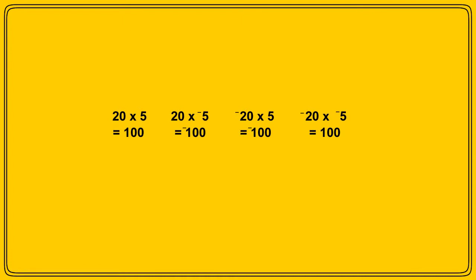And it's the same with division. Here again are our 4 combinations, only this time it's divide and not multiply. Again, in the first and fourth examples, the signs are the same, so the answers are both positive 4. And in the second and third examples, the signs are different, so the answers are both negative 4.